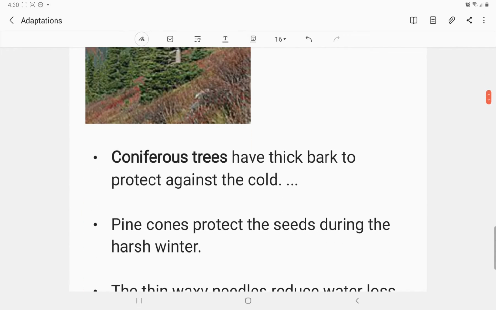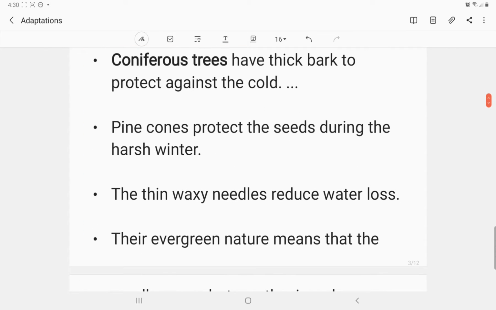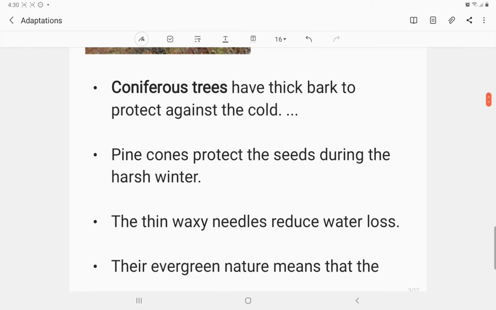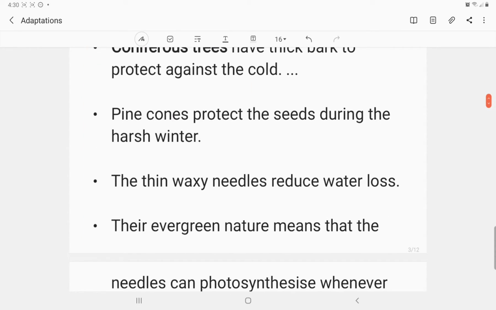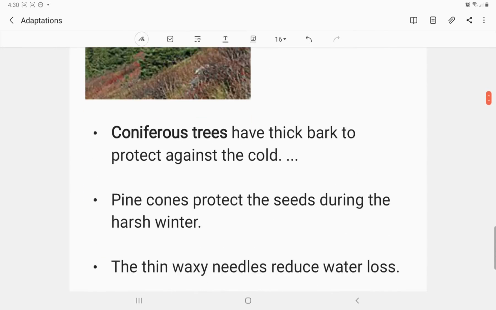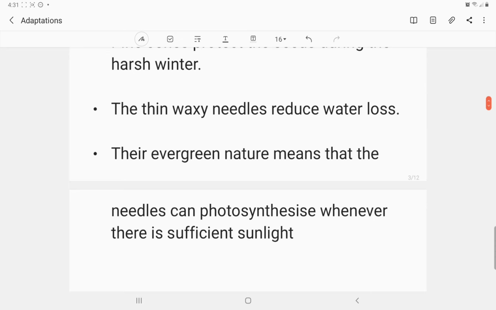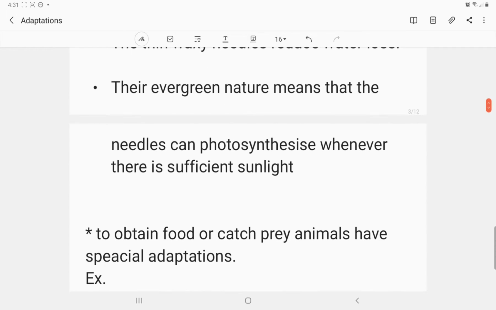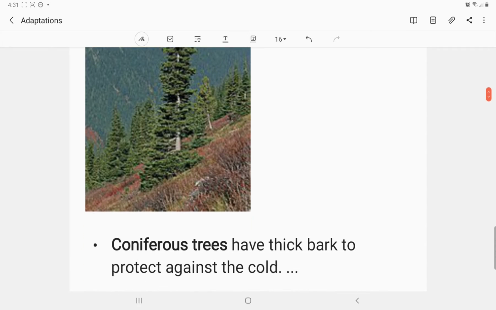Next, these trees. Coniferous trees have thick bark to protect against the cold. Pine cones protect the seeds during harsh winters. You see the tree? The thick waxy needles reduce water loss. Their evergreen nature means that the needles can photosynthesize whenever there is sufficient sunlight.